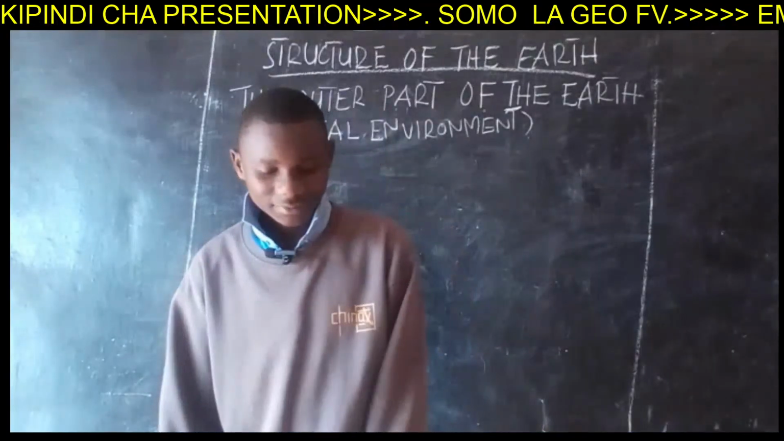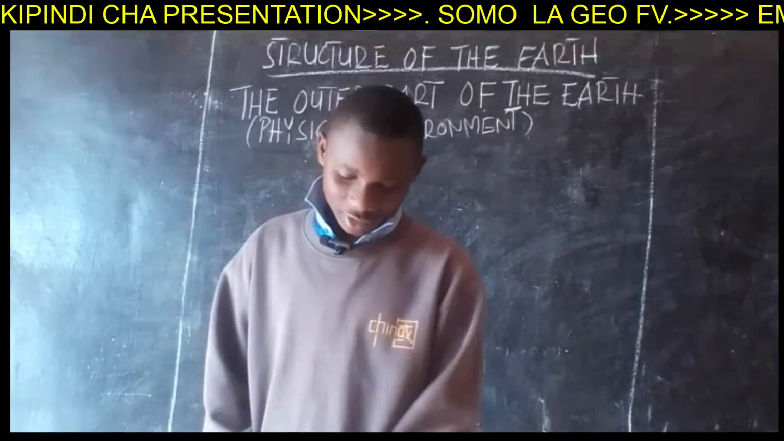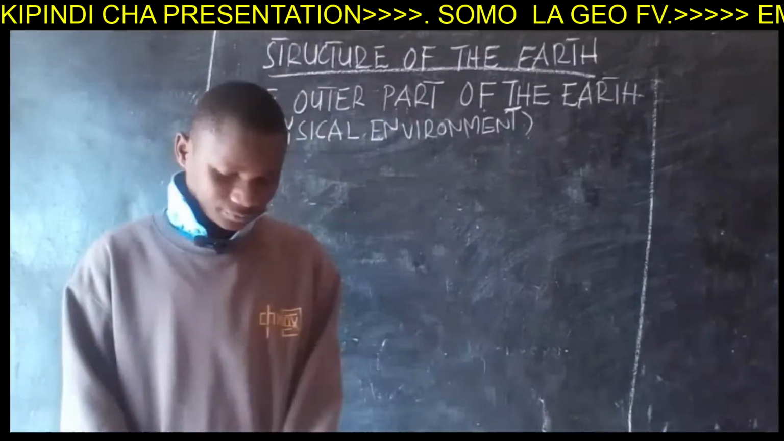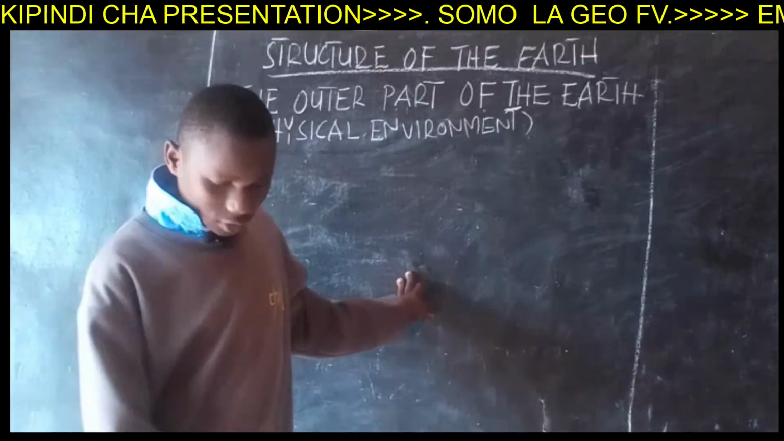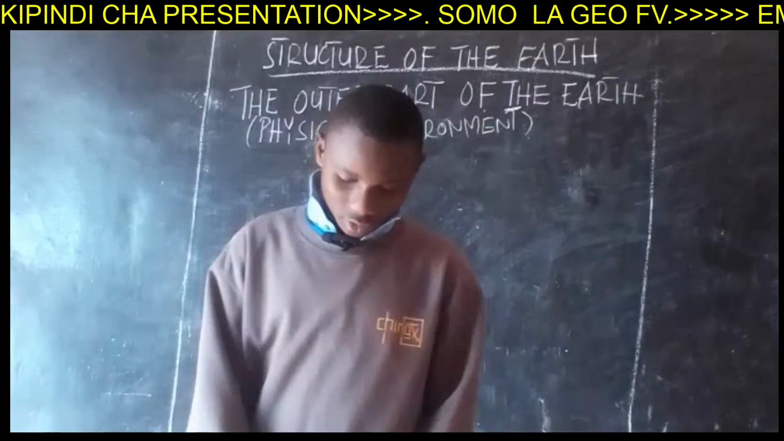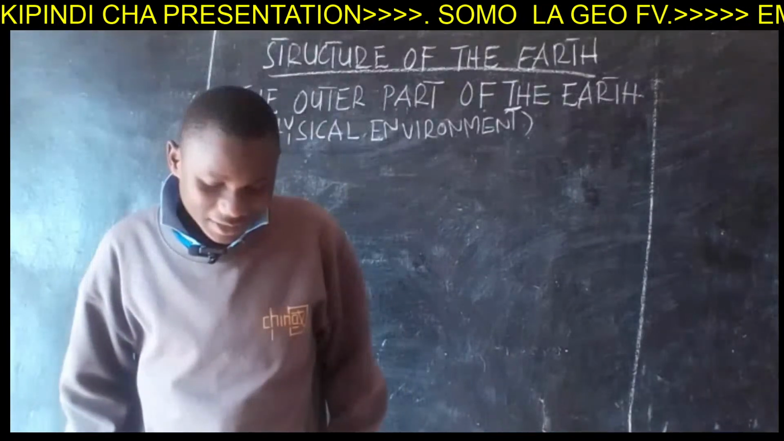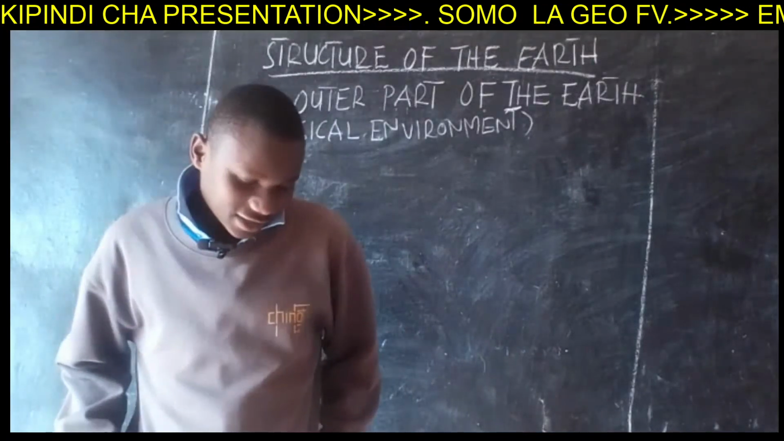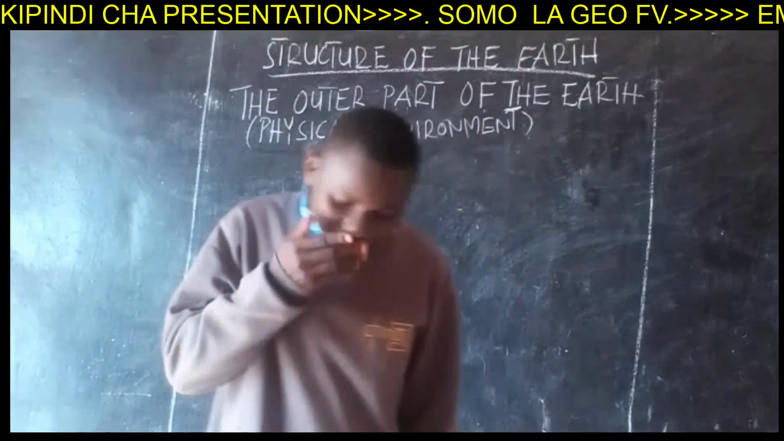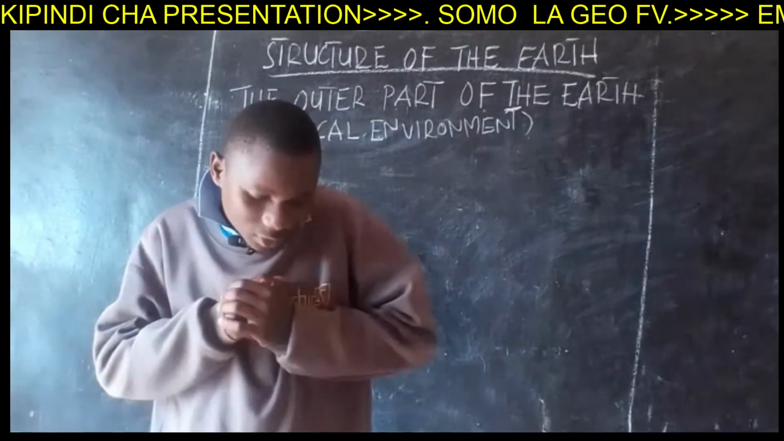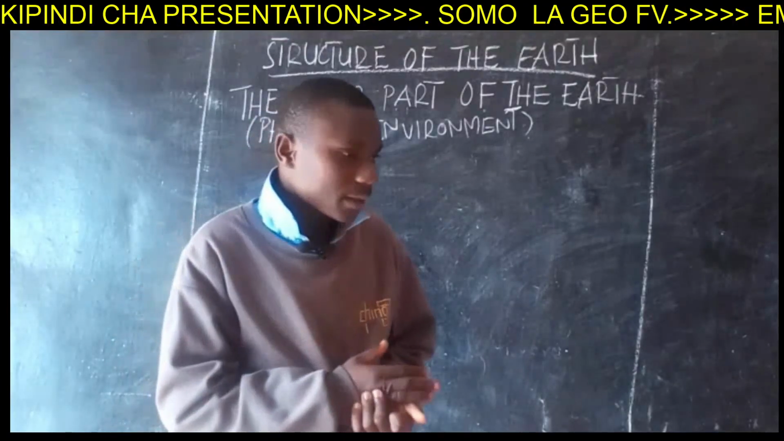Fourth point, hydrological function. Hydrological means water. Surface water evaporation, condensation, and precipitation take place in the atmosphere. So hydrological functions take place in the atmosphere.